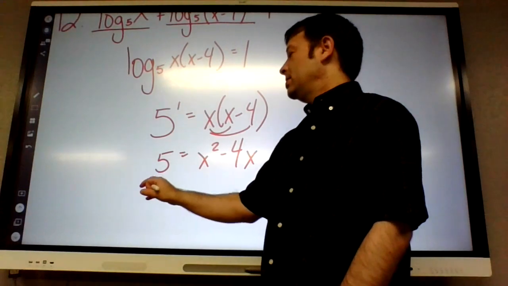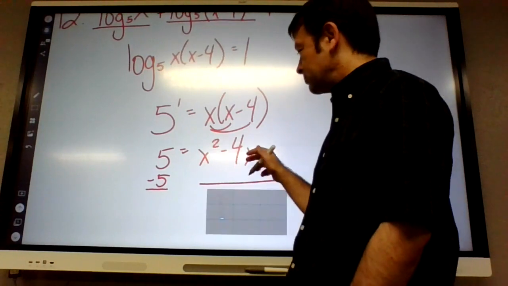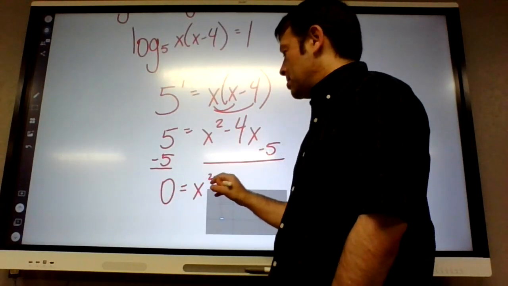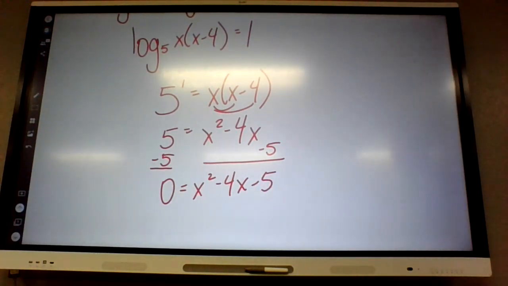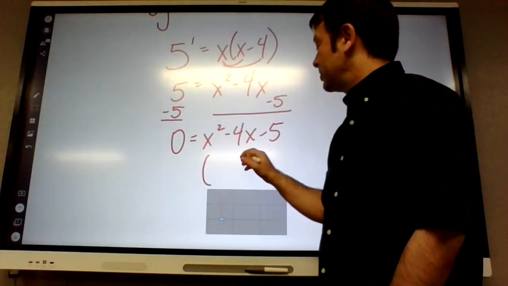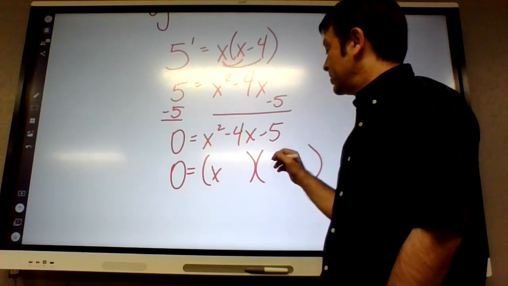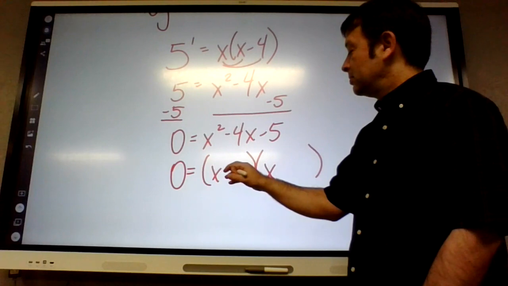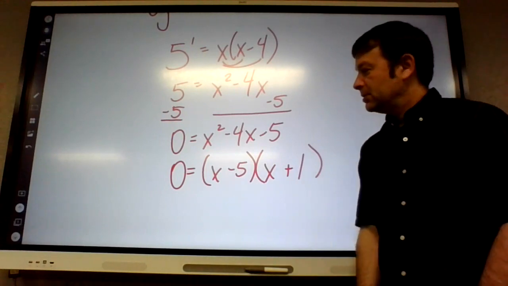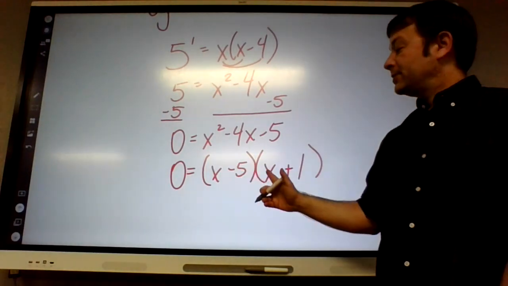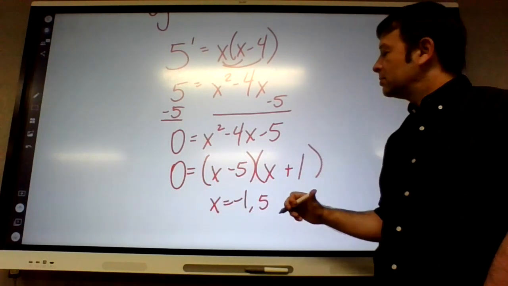Move it to one side and factor it. Come on now. Algebra 2 can do this. You can either factor or use the quadratic formula. So, what multiplies into -5 that adds up to -4? Minus 5 plus 1. What x values make these factors equal to 0? Negative 1 and 5.